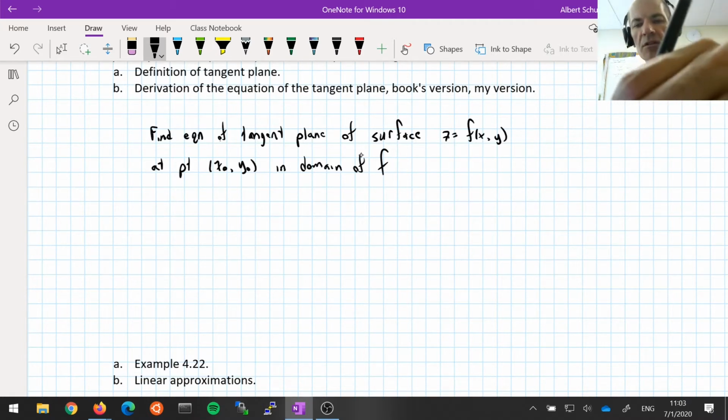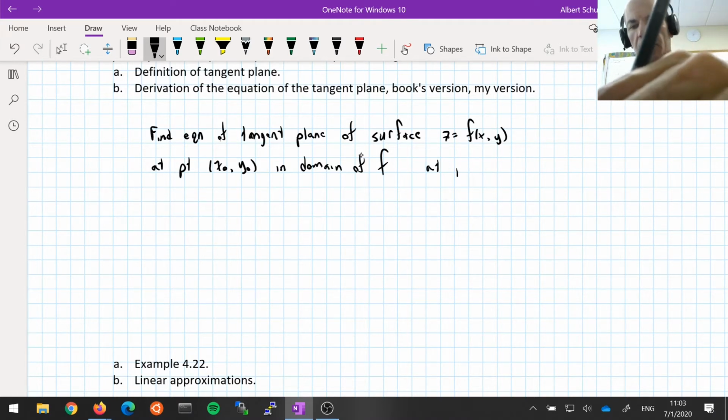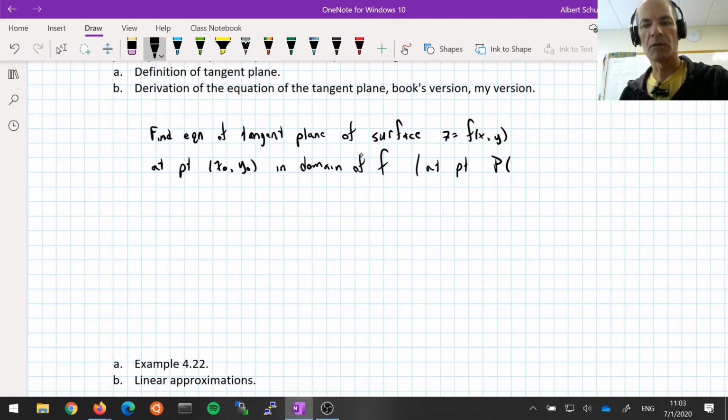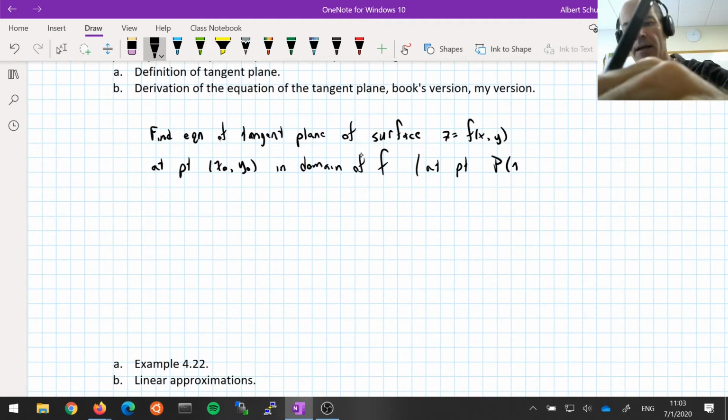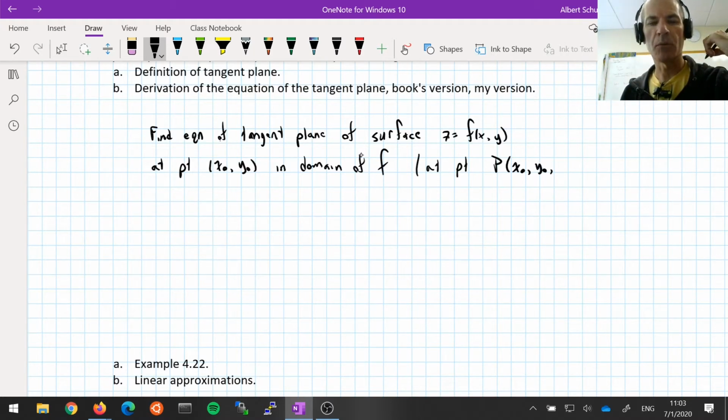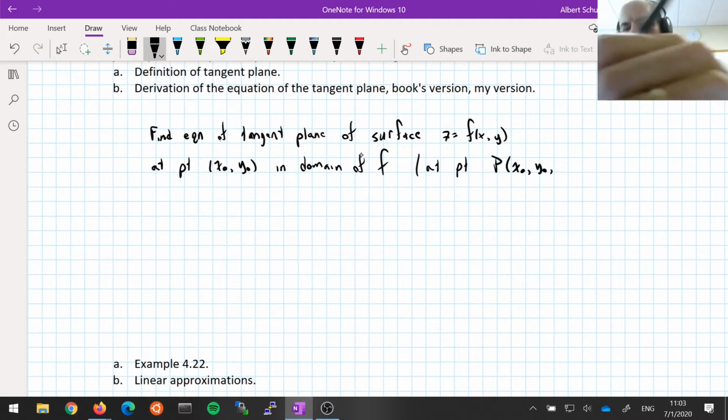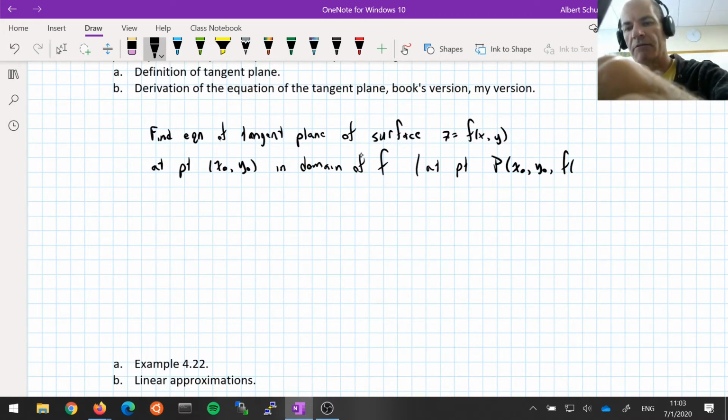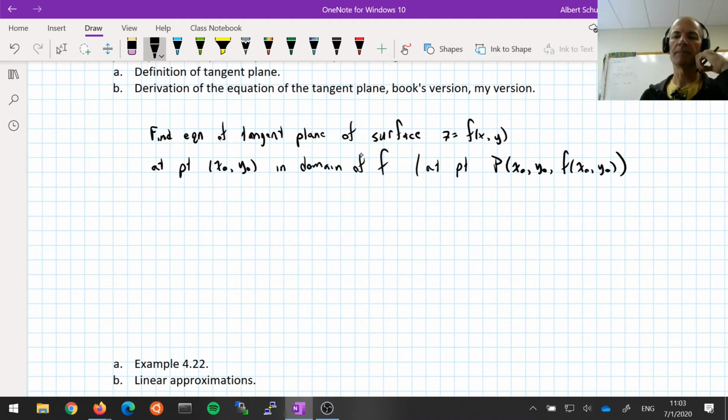It'll be tangent at the point, using the book's notation, capital P, at x naught, y naught, and then what's the z coordinate of the point of tangency? It's the value that I get by plugging x naught and y naught into f. So f of x naught and y naught, like that.